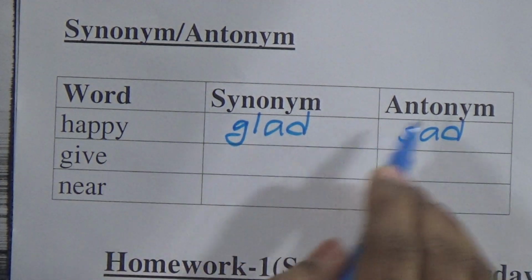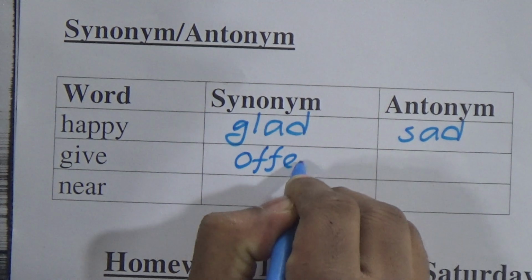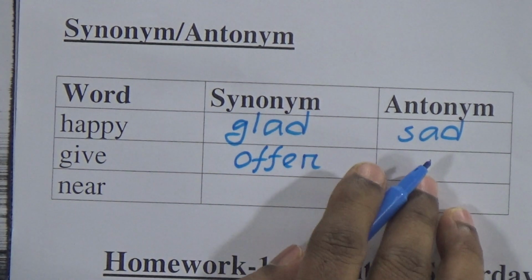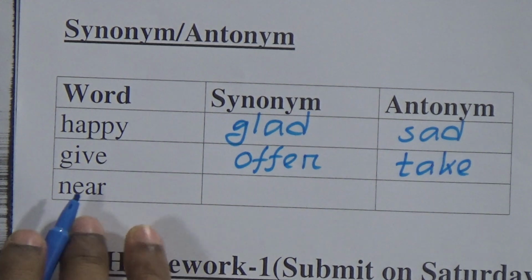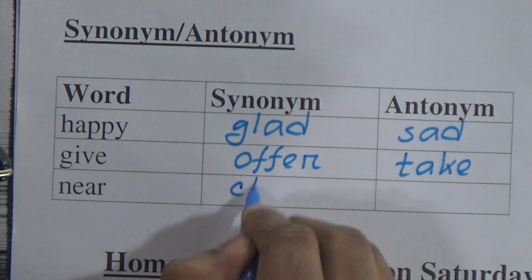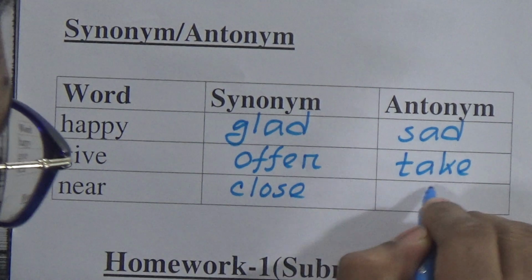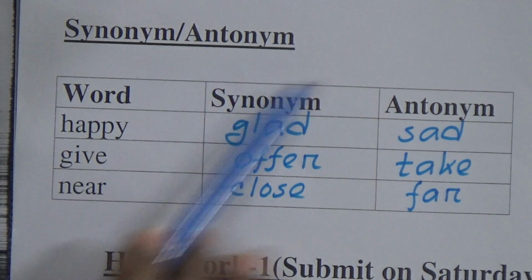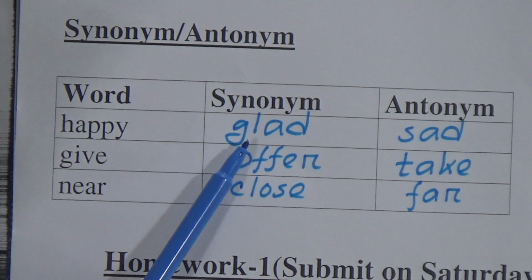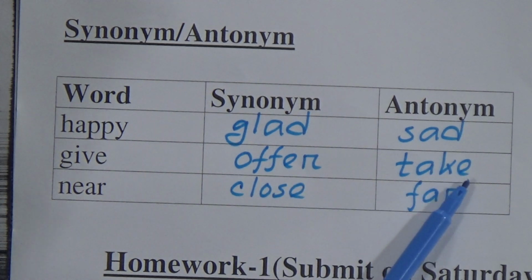So happy, glad, sad. Give. The synonym of give is offer. The antonym is take, T-A-K-E. So near, the synonym of near is close, C-L-O-S-E, and the antonym of near is far. Okay, the synonym and antonym: word happy, synonym glad, antonym sad. Word give, synonym offer, antonym take. Near, synonym close, antonym far.